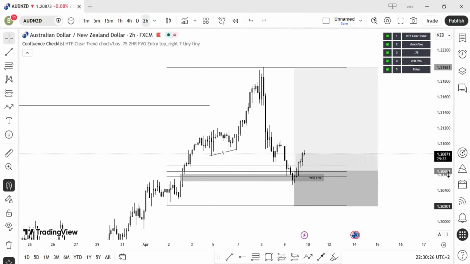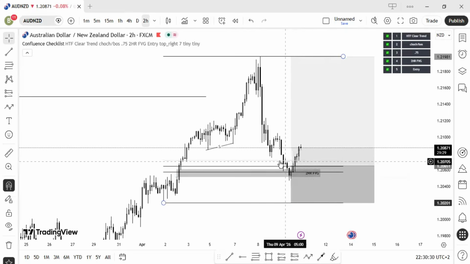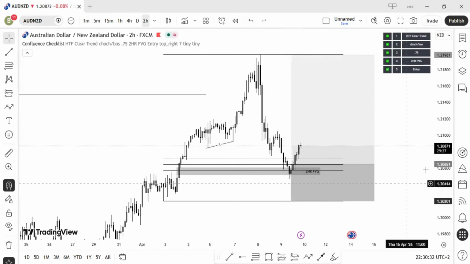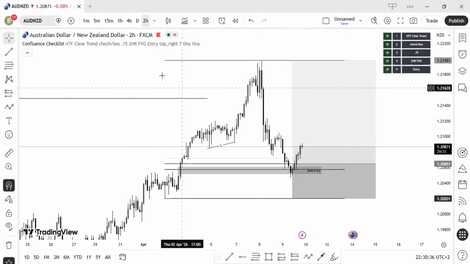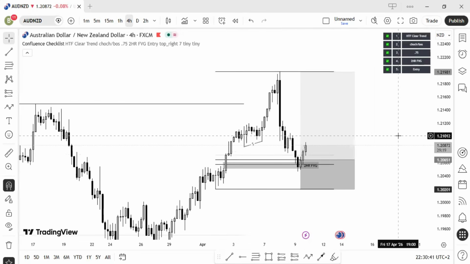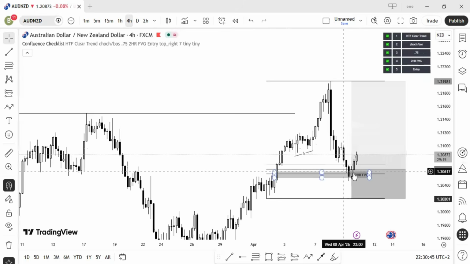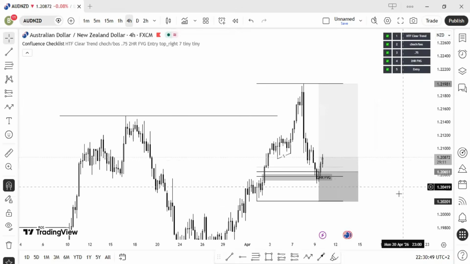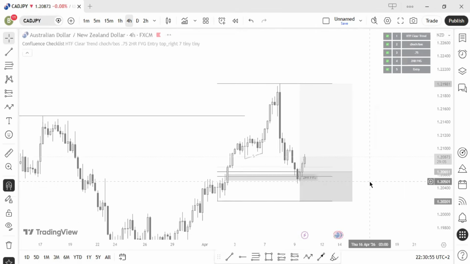So with this one, it almost left me behind. I took it around the 0.71 entry. So yeah, I still calculated my risk properly there. I'm not risking any more than I would have risked if I took my entry here. So we'll see how it plays out as the week unfolds. So far, it's not doing too bad.